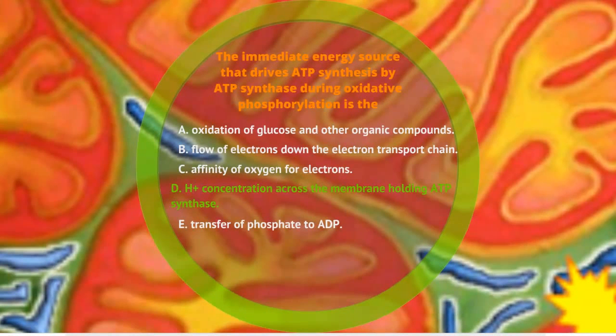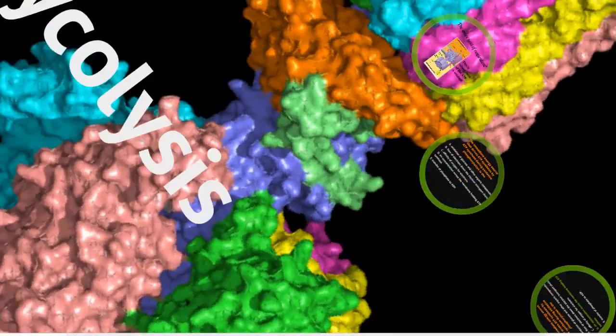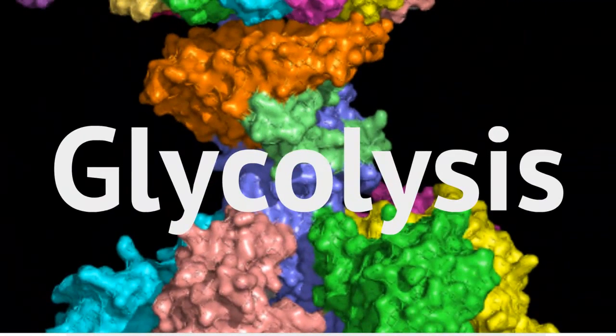Good job! The hydrogen ion concentration that creates that gradient that we've been talking about is what will drive the ATP synthase. Those hydrogen ions are produced through breaking of the chemical bonds of the food products. Now that we know what our goal is, let's start at the beginning of this process.